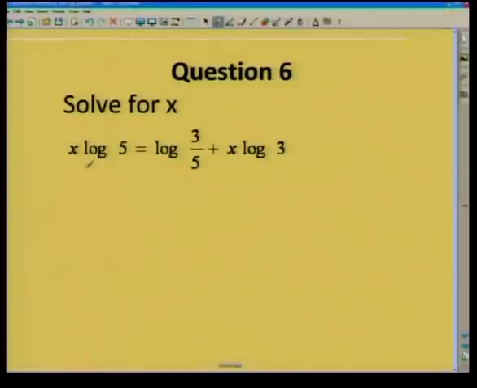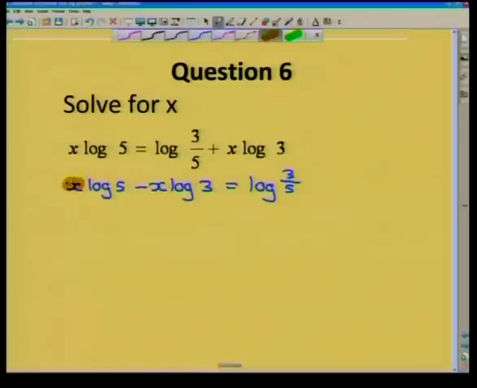Right, so if I look at this, I'm going to say x log 5, and I'm going to bring this over as minus x log 3. And that is equal to log 3 over 5. Now over here, I can see I'm trying to solve for x. So there's an x there and an x there. So let's take it out as a common factor. So we have x times (log 5 minus log 3) equals log 3/5.